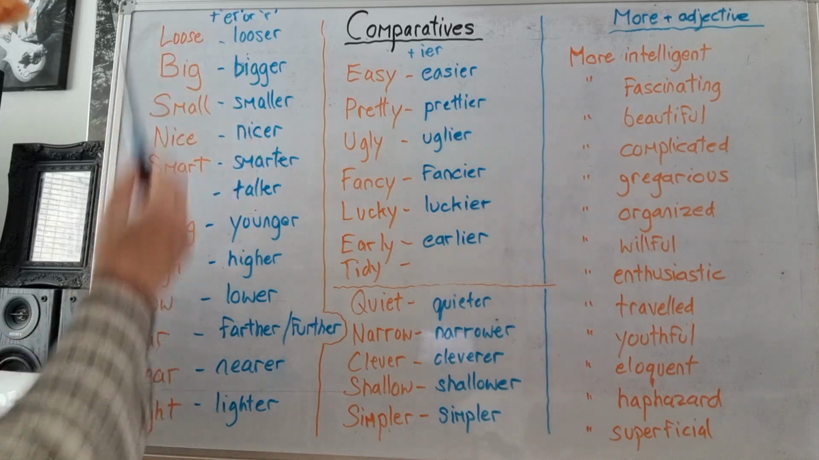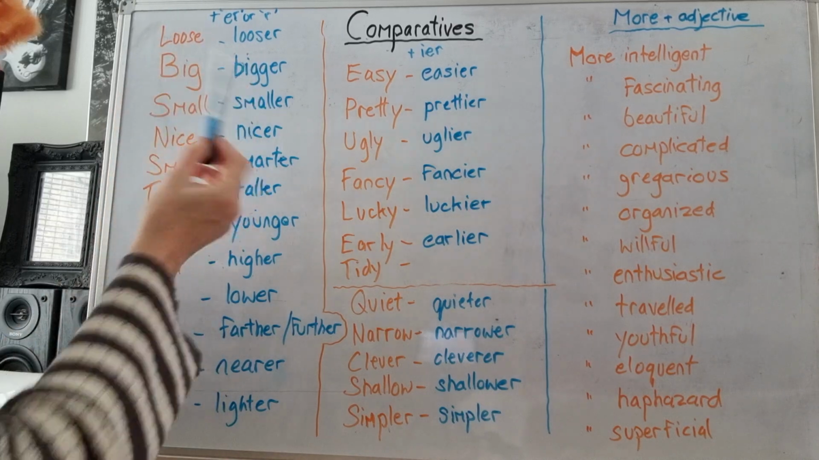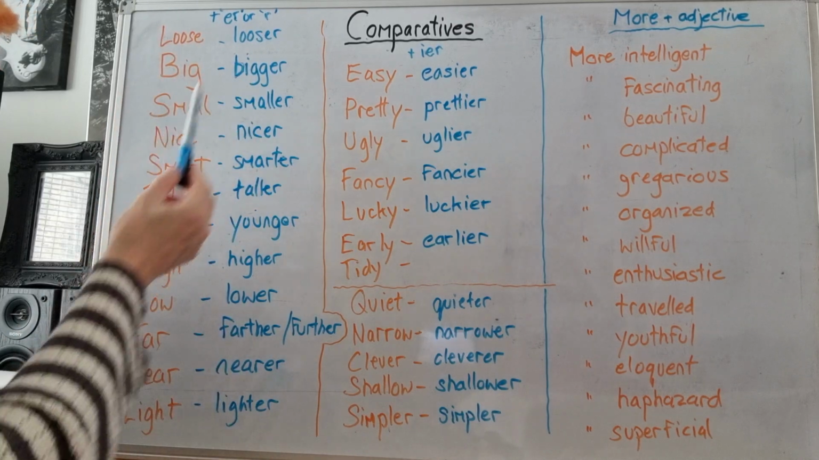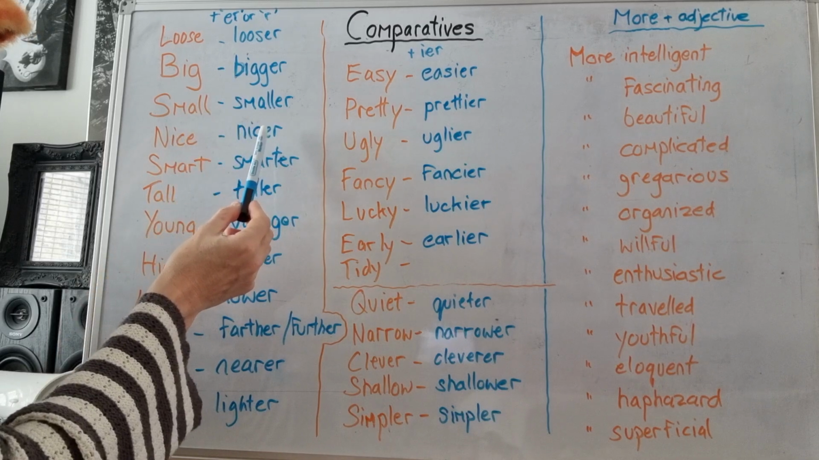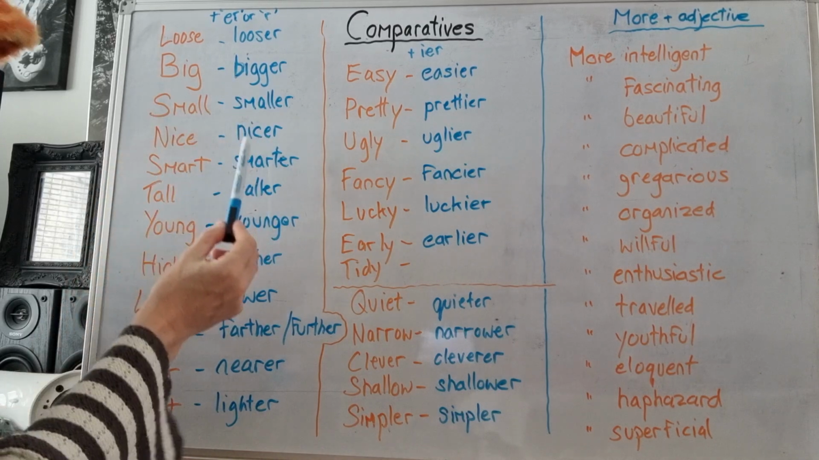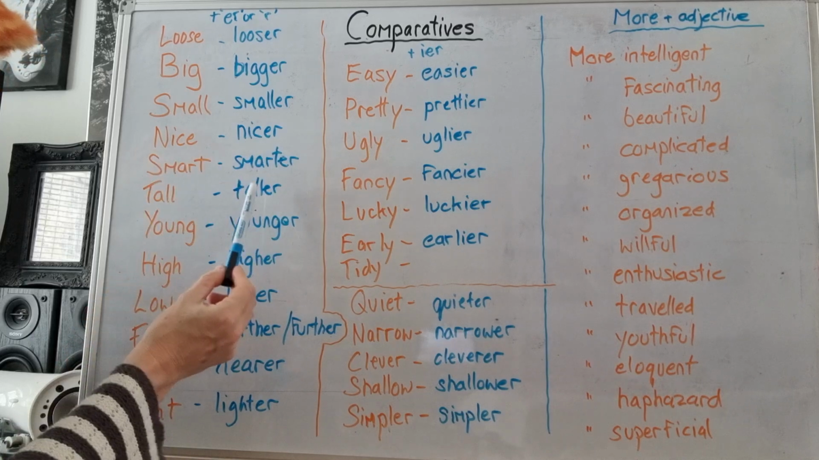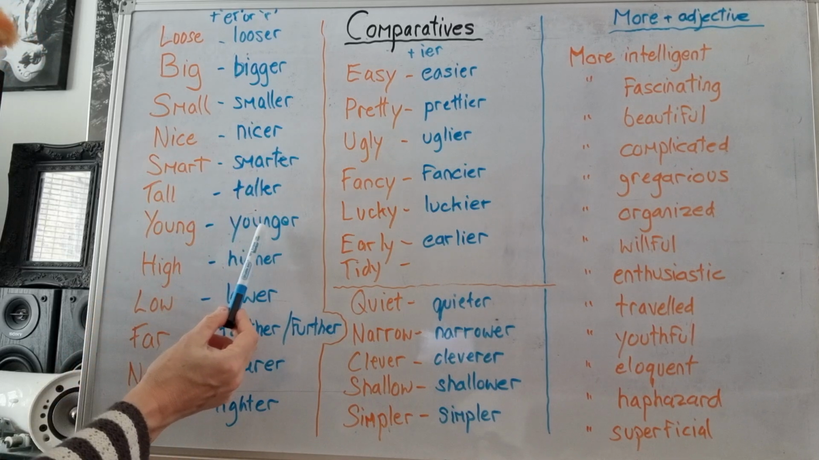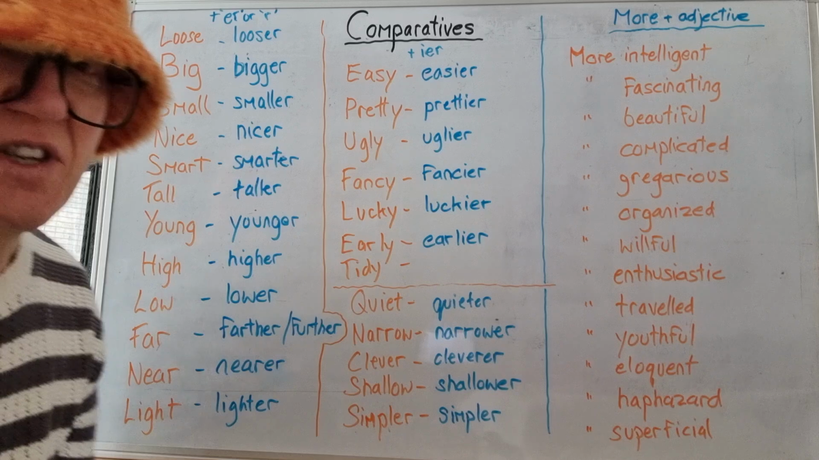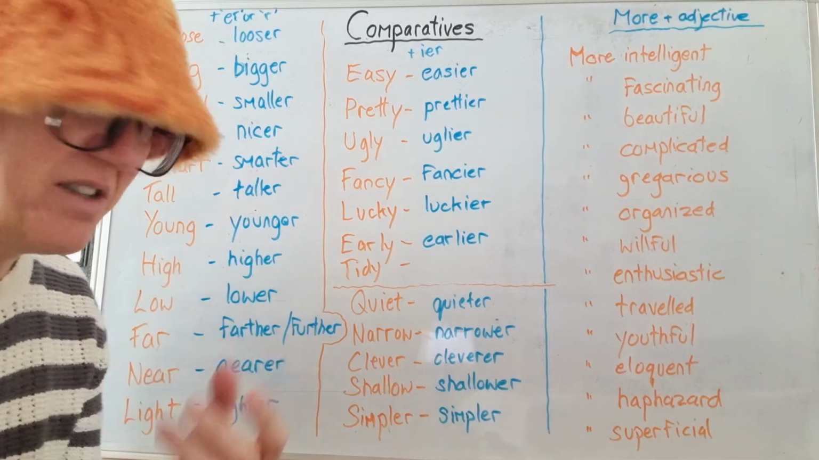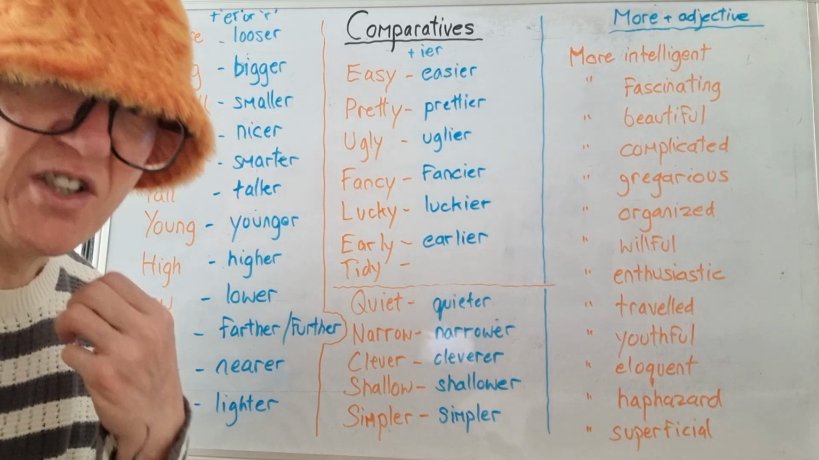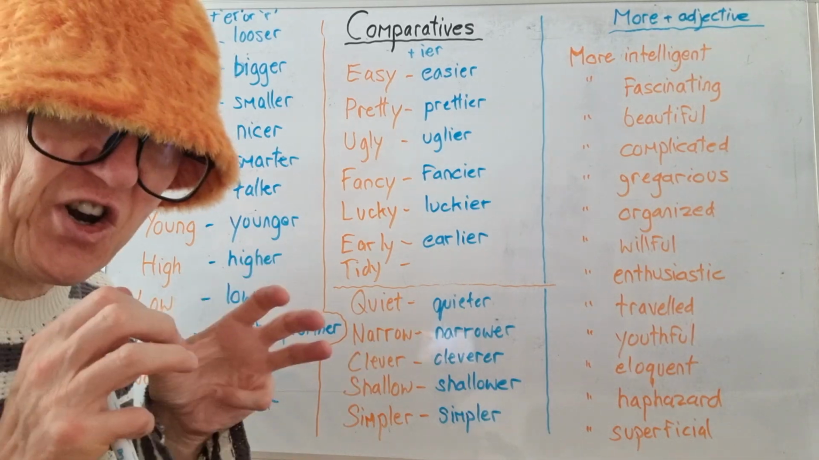Big, bigger. Small, smaller. Nice, nicer. Again, nice ends with an E, so we just add the R. Smart, smarter. Tall, taller. Young, younger. And that's interesting because the young doesn't have a G at the end. It's a G, but it's not a G. But the younger has a Ger, like Ger.